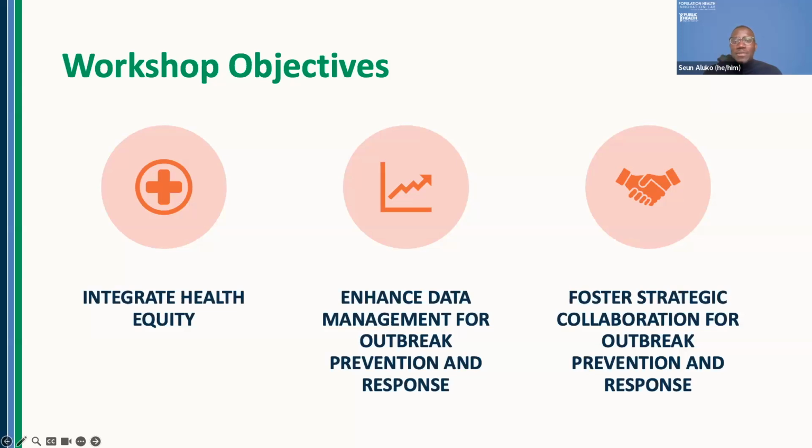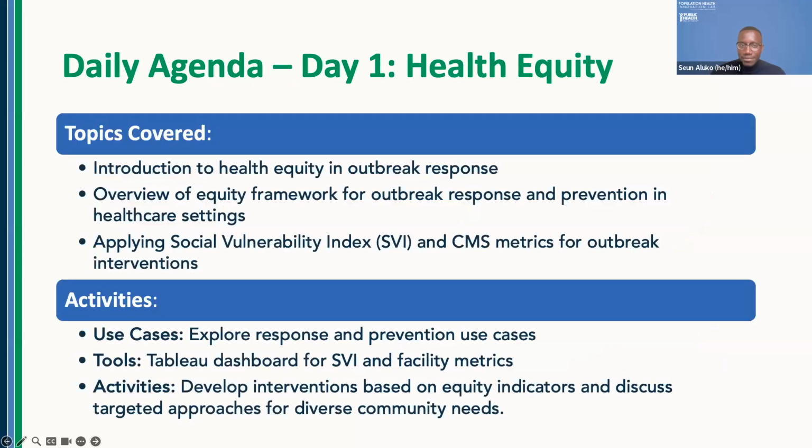Lastly, objective 3 will be fostering strategic collaboration for outbreak response and prevention. We will dive through different activities to strengthen your ability and your health department's ability to strengthen your partnerships and optimize outbreak prevention and response efforts.